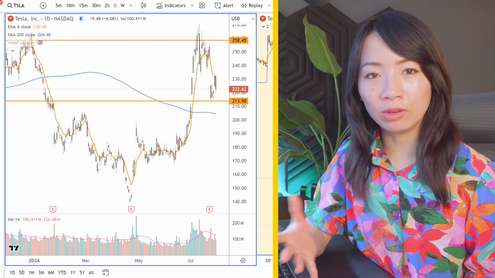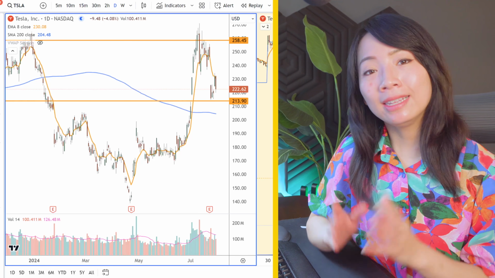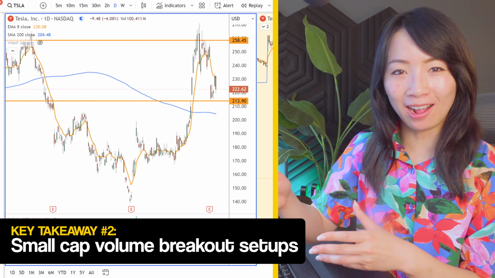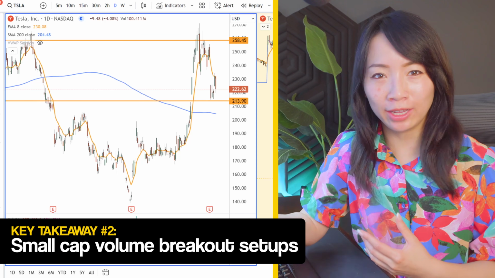Next, in the same lesson regarding relative volume, let's now talk about specifically relative volume for small cap stocks and how to properly trade them. Now we're on the fun part. Not the boring large cap stocks, but now we're really talking about the volatile, low float, small cap stocks.